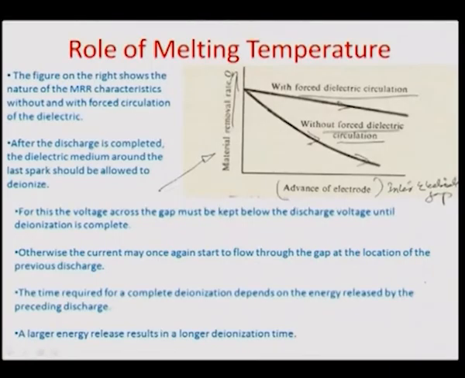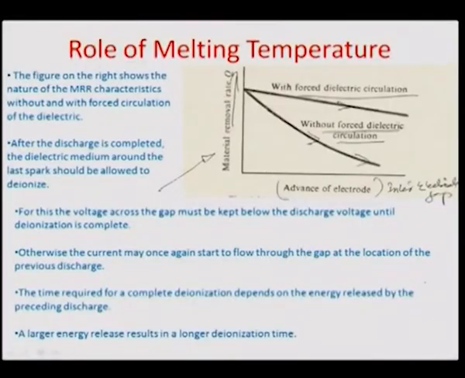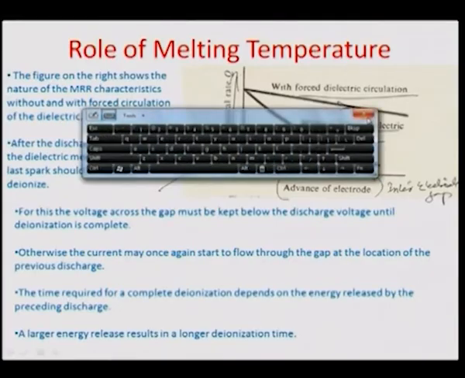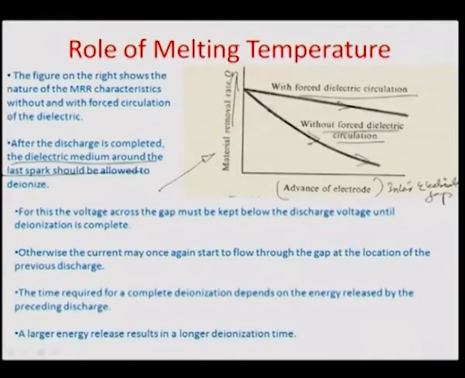So, one good point that can also be concluded is that after the discharge is complete, let us say the spark settles down, the dielectric medium around the last spark should be allowed to deionize fully. The ion column which is formulated should get deionized, and that would be faster if there is forced dielectric circulation. Otherwise, there is a tendency of the spark to get reformulated every time at the same zone, and then the overall rate of removal would reduce, because there is already a melt pool which has been formulated in the zone where the spark was before.